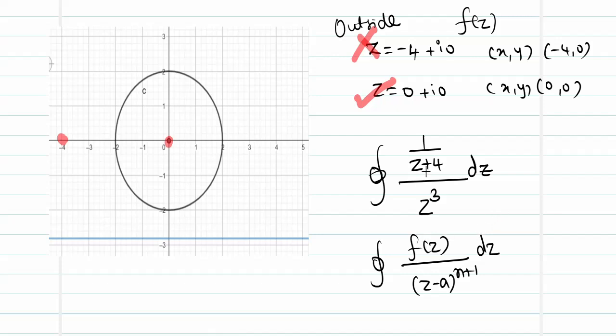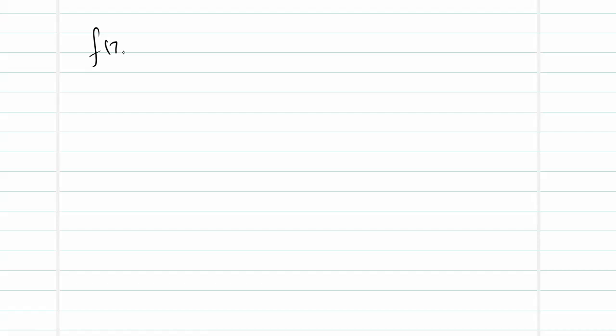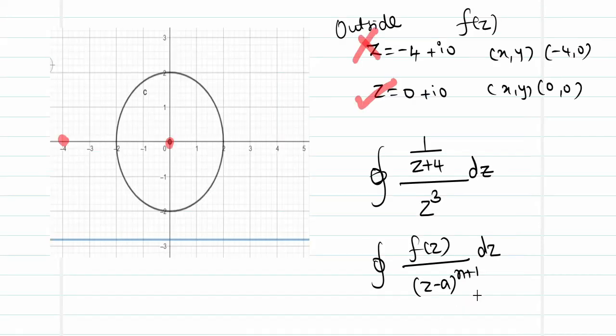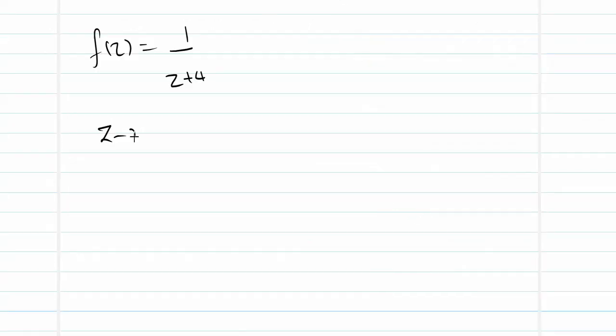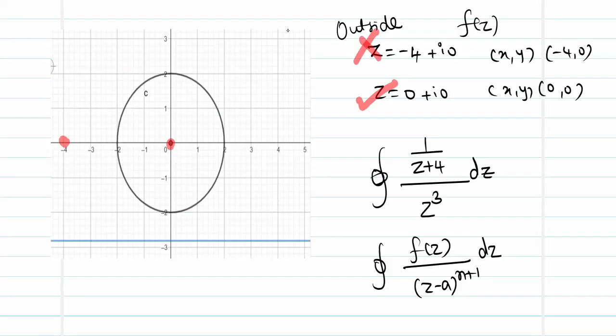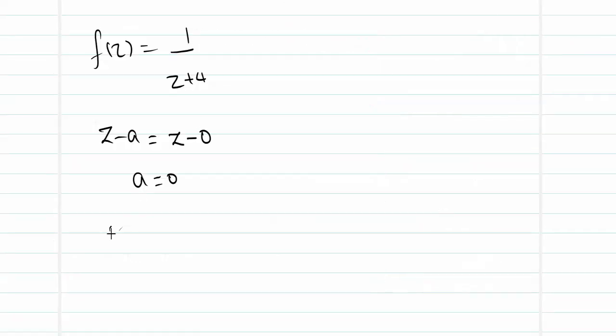Now tell me what is in place of f of z. In place of f of z, we have 1 divided by z plus 4. Now in place of z minus a, what do I have? I have z minus 0. z minus a equal to z. So what is in place of a? It is 0, so a equal to 0. What is the next thing which we need? In place of n plus 1, I have 3. So n is equal to 3 minus 1. So n is equal to 2.